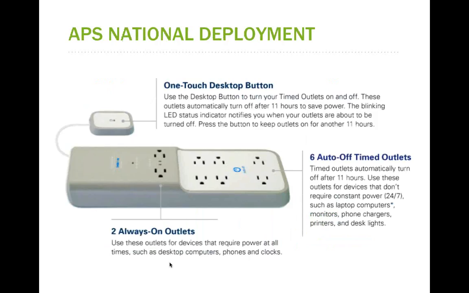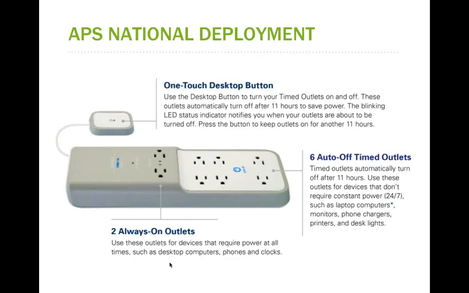Based on these findings, GSA made a bulk procurement of very simple timer-based advanced power strips in 2013. These strips are automated to turn off after 11 hours with 6 auto-off timed outlets and 2 always-on outlets, and then a user-friendly one-touch desktop button for manual control to facilitate engagement through ease of use.